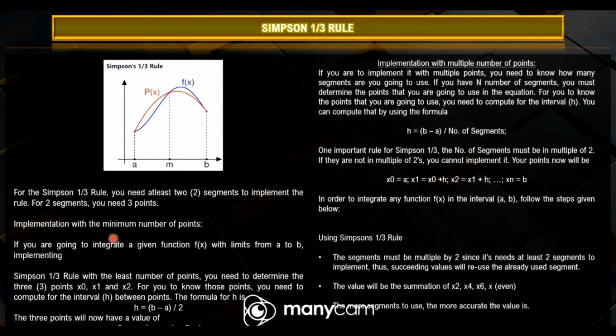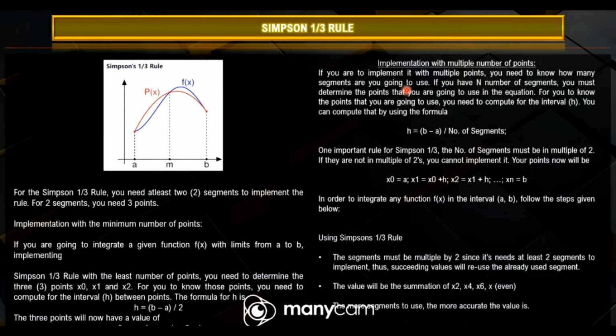Implementation with the minimum number of points. If we are going to integrate f(x) with limits from a to b, implementing Simpson's one-third rule with the minimum number of points, you need to determine 3 points: x0, x1, x2. To know those points, you need to compute the interval h between points. The formula for h is, as we said earlier, the last point minus the first point, over the number of segments, for example over 2. For this, the 3 points have the values x0 equals a, x1 equals a plus h, the height, and x2 equals b.